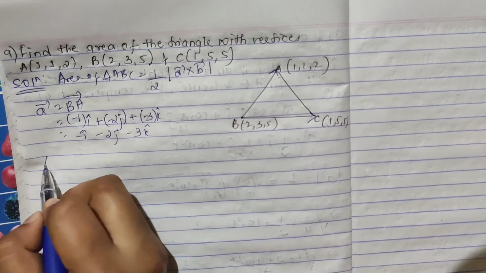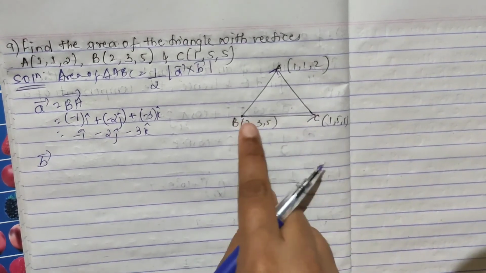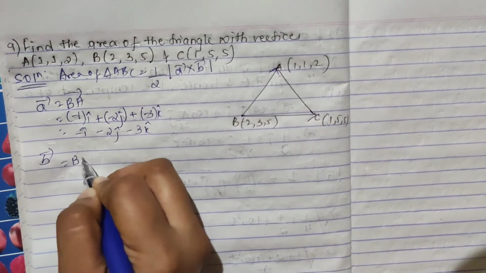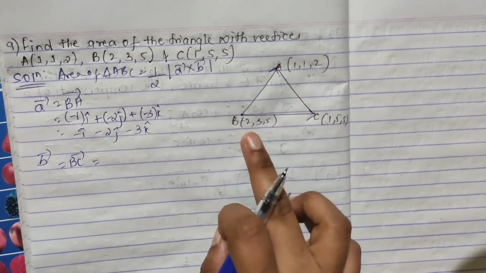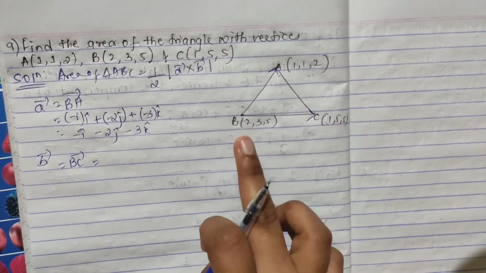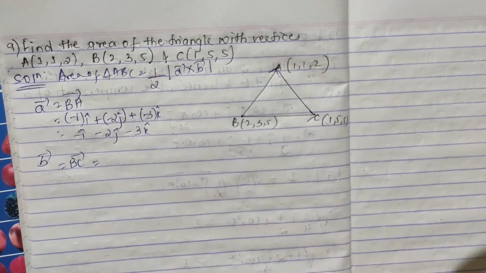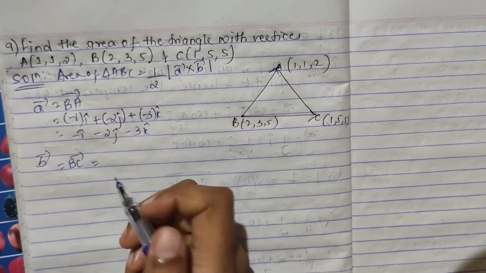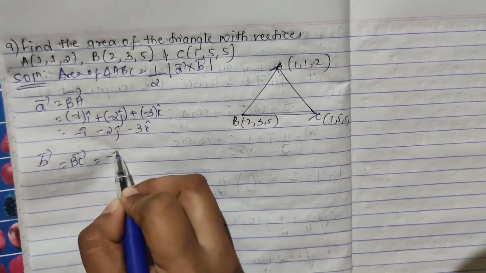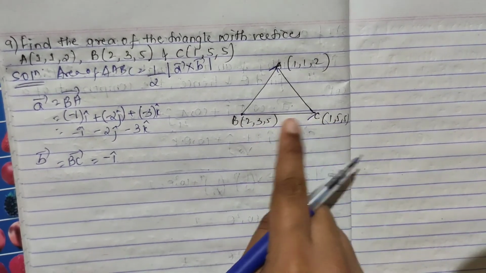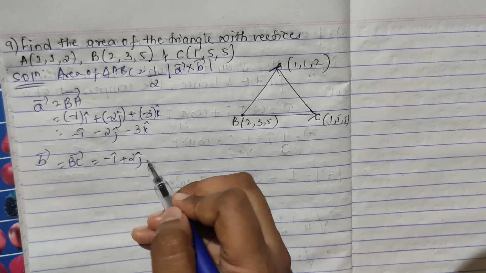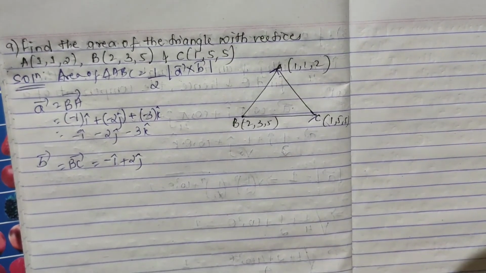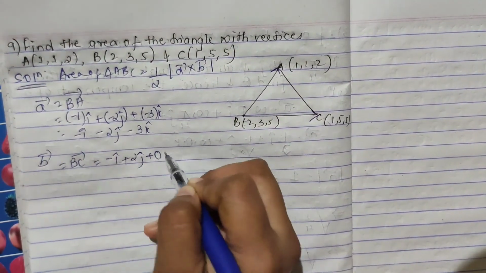Then vector B will be BC, from B to C. So you subtract like this only: x2 minus x1, y2 minus y1, z2 minus z1. So 1 minus 2 will be minus i cap again, 5 minus 3 is plus 2 j cap, 5 minus 5 is 0, so that will be 0 k cap. If you want, write it.